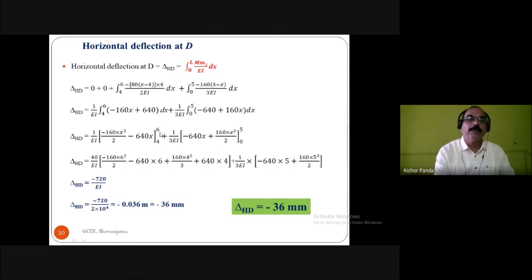Then after putting this value, you will get that the horizontal deflection at D is equal to minus 720 by EI. But the EI value is given, so you have to put it here: delta HD is equal to minus 720 by 2 into 10 to the power 4. Then you will get minus 0.036 meter, which is equal to minus 36 mm. So the horizontal deflection at D is equal to minus 36 mm. Now you are clear on how to find the vertical deflection and the horizontal deflection of a frame by the unit load method.